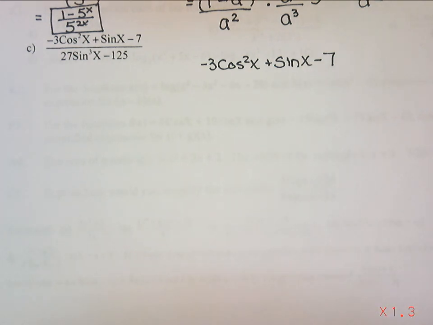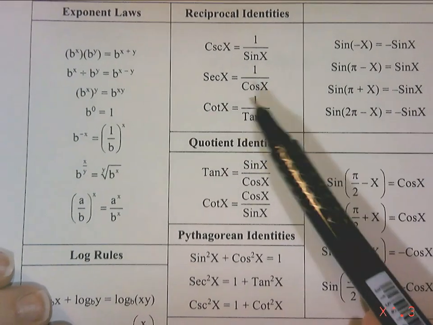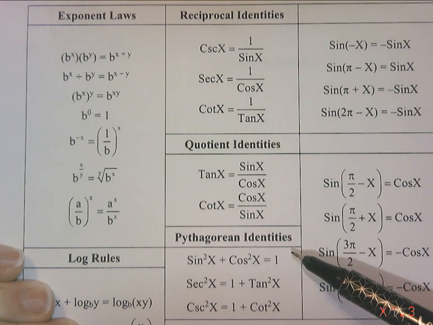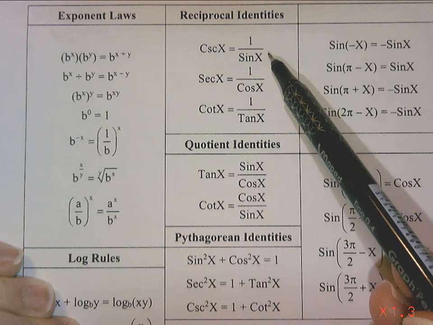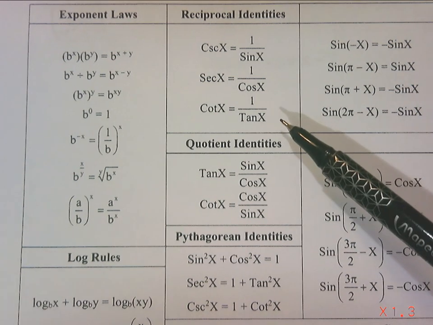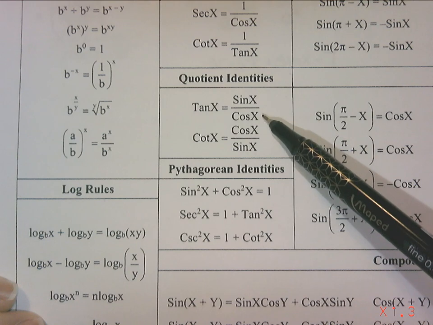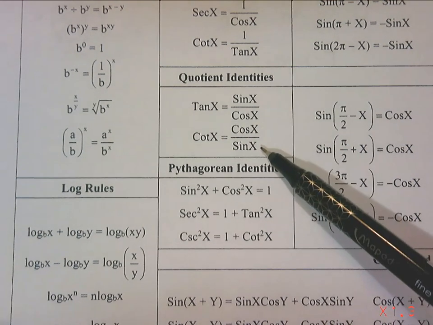So in order to do that, I am going to look at my identity sheet. We are working with the 8 identities kind of in the middle, the reciprocals, the quotients, and the Pythagorean identities. What I want to do is see if I can find an identity that has both sine and cosine in the same one. If I look at the reciprocals, I don't see any that have sine and cosine in them. Looking at the quotients, I do have tan x, which has sine and cos in it, and cotan x, which has cos and sine in it. So I could use one of those.